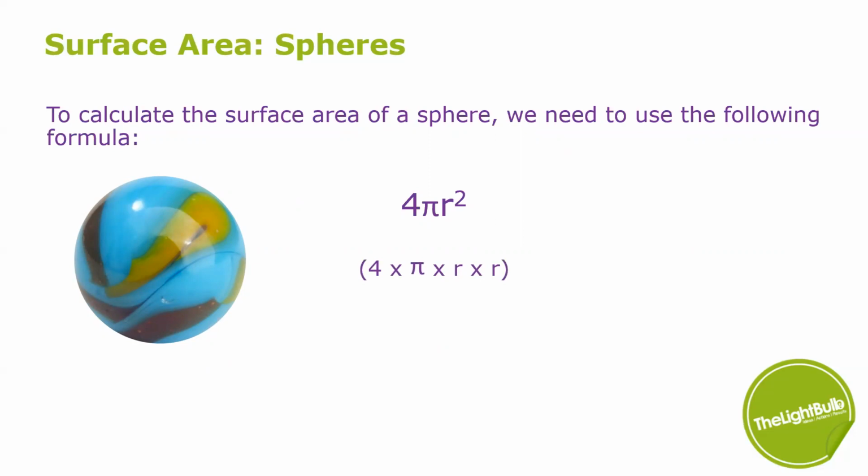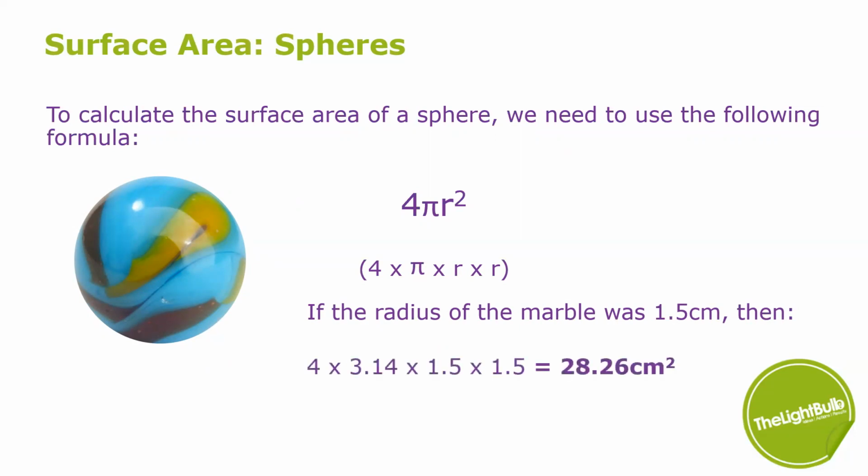So let's put a number on the radius. Let's say it's 1.5 centimeters from the middle to the edge. Then how we would calculate this is as follows: 4 times 3.14 times 1.5 times 1.5 equals, in this case of this little marble, 28.26 centimeters squared. Okay, so take a moment and just take that in if you need to. Press pause if it helps, just to think about what we've done there.